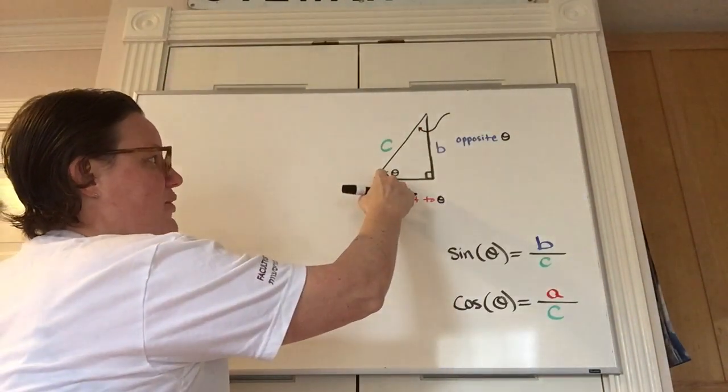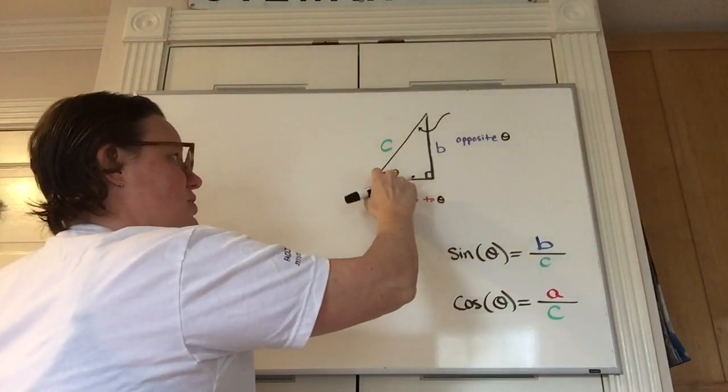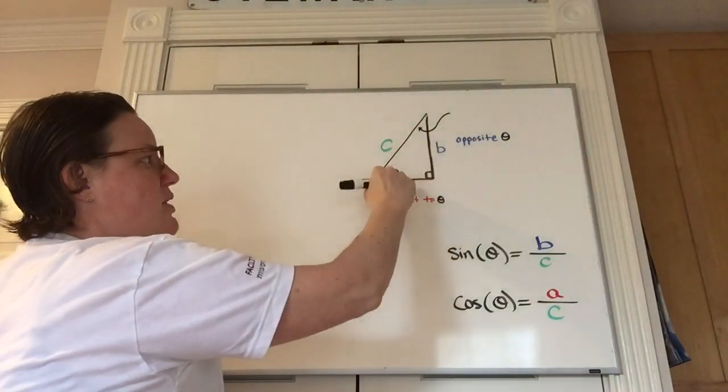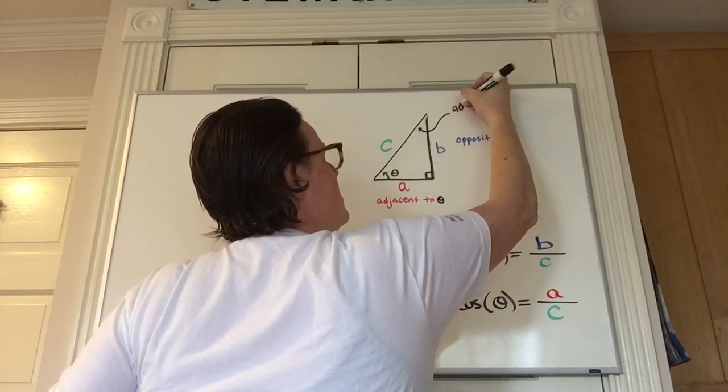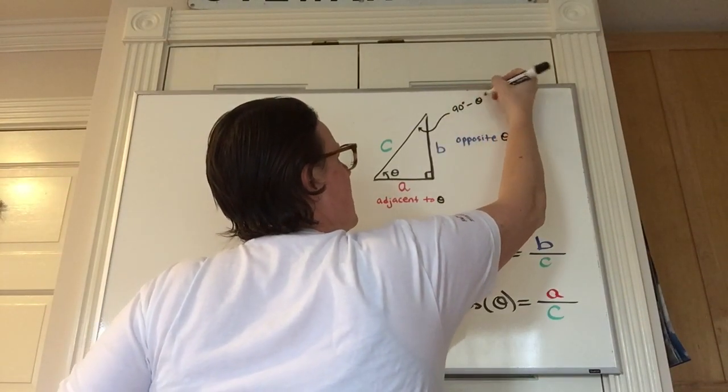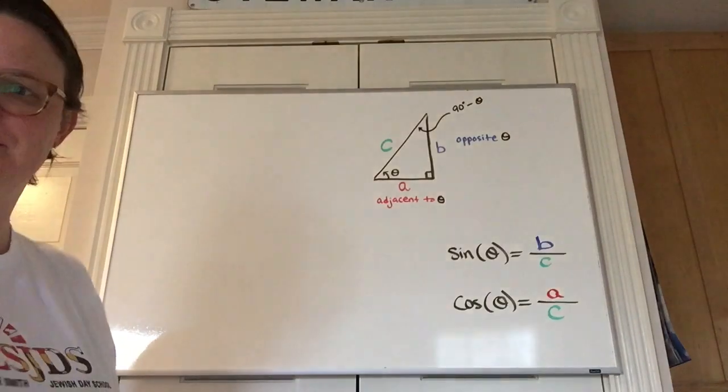So like if this is 30, this is 60. If this is 40, this is 50. Regardless of how big theta is, I know that this angle up here will be 90 degrees minus theta. It will be the complement of theta.